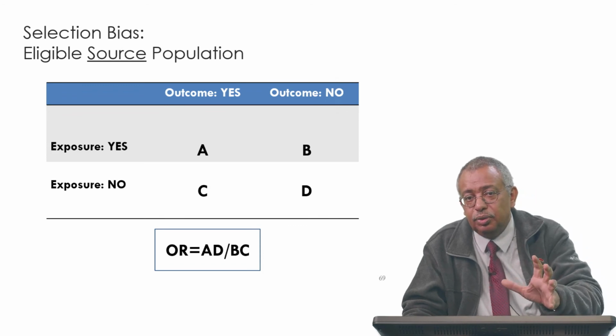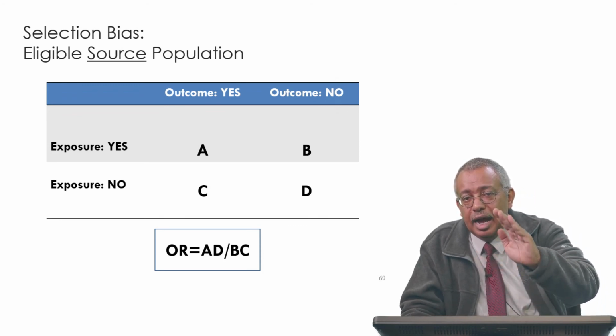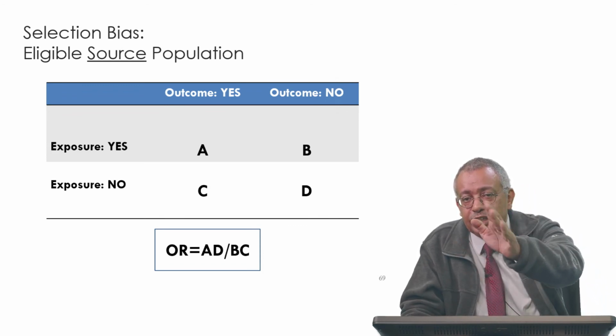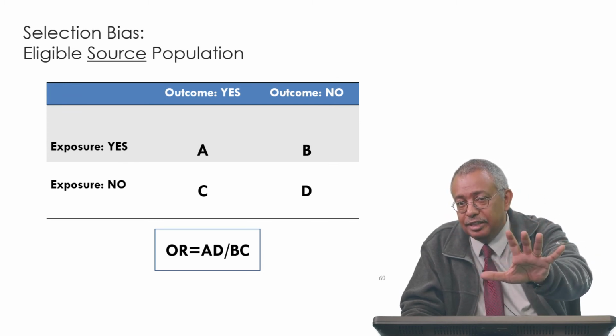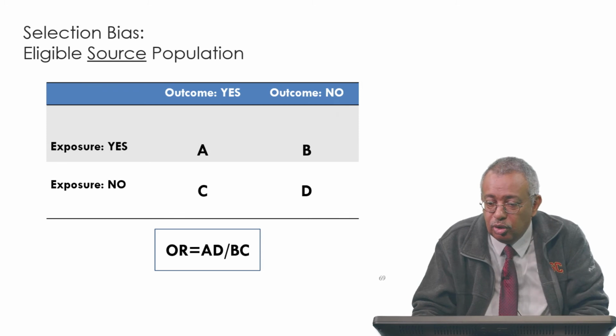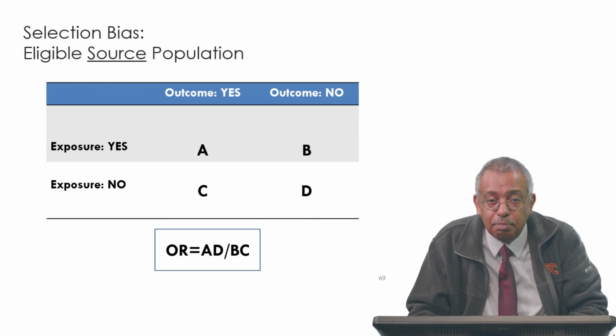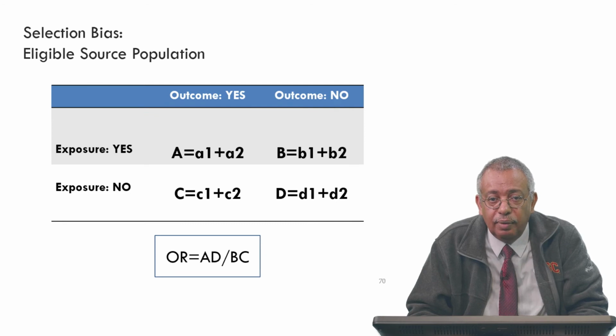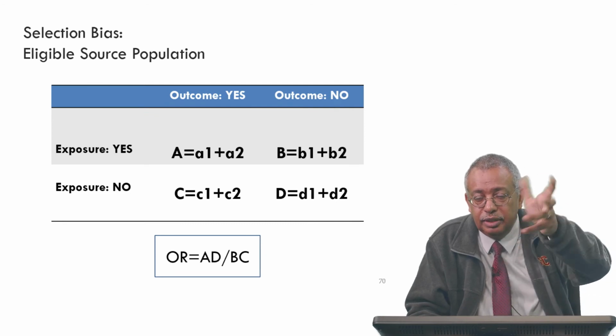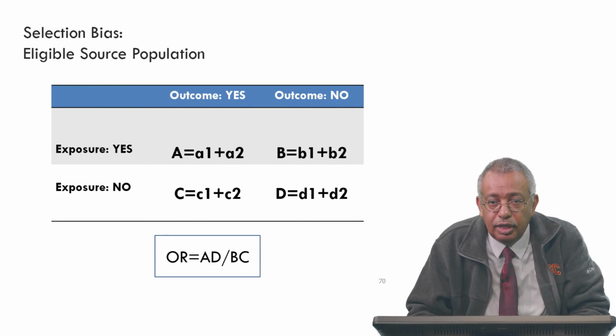And the odds ratio is basically defined as a ratio of A times D over B times C. Again, it's something that I haven't explained. It will come later on when we talk about the biostatistical concepts. But for now, let's say this is a formula that will give us the odds ratio between these two conditions.